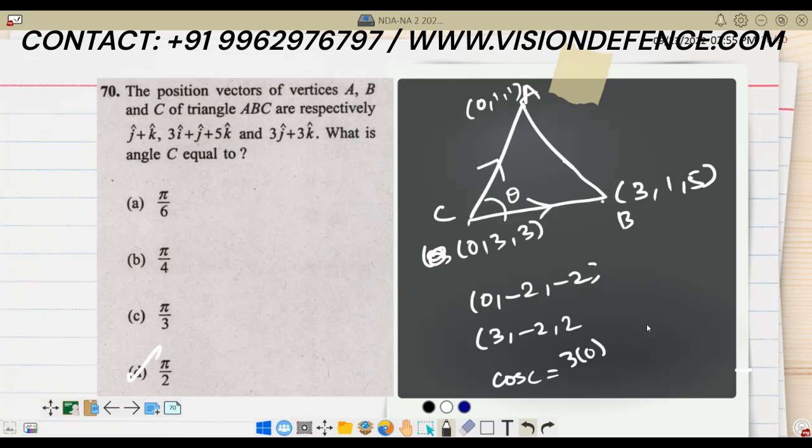So the angle C, so cos C will be equal to the dot product divided by root of A square plus B square plus A1 square plus B1 square plus C1 square, and then plus this value. Of course, we can do that.